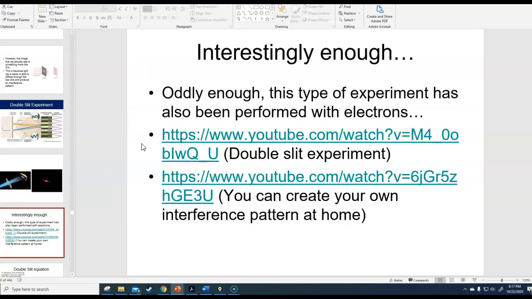Now, just to mess with you, I will also say that this type of experiment has not only been done with light, but it's actually been done with electrons. Yes, that is true. We have essentially done the double slit experiment with electrons.